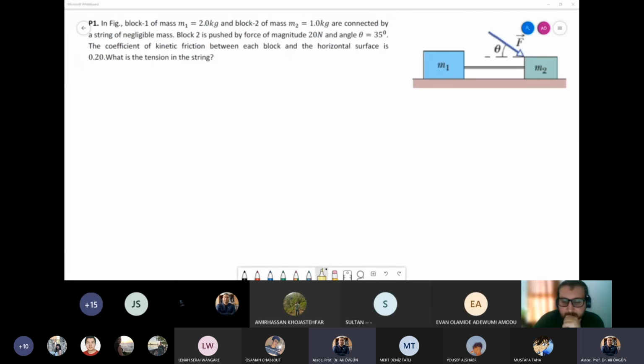How can you solve this example? First of all, you must draw free body diagram. This is one of the important points, because if you don't draw the free body diagram, you cannot solve it. So let's draw the free body diagram and try to solve it. How can you draw the free body diagram? You must draw it separately. But let's try what they give you.